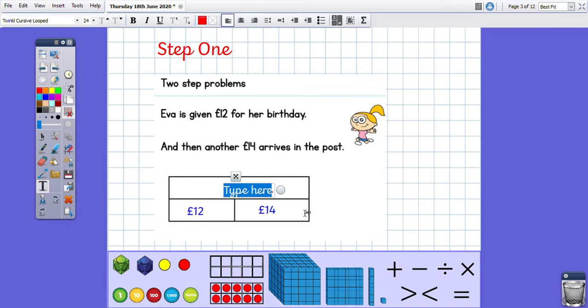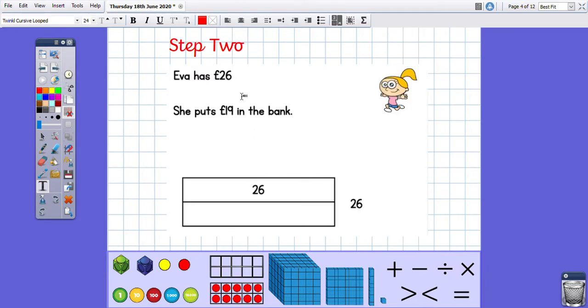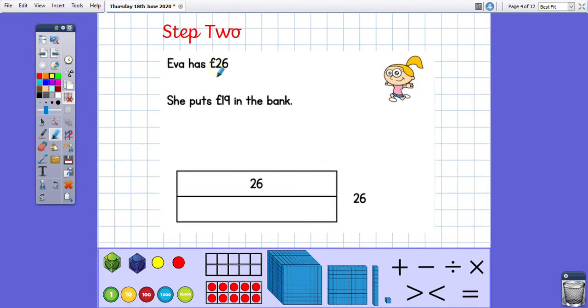So add our ones up first, so 4 add 2 is 6. But then in the tens column, we've got 1 and 1, which is 2. So she has got £26, which means we worked that out correctly. But then she puts £19 in the bank. Okay, £19 in the bank.